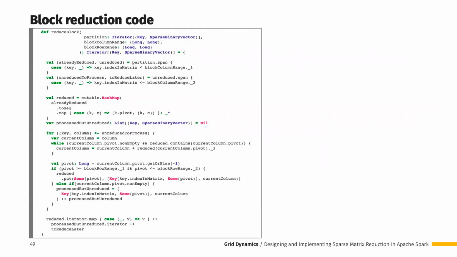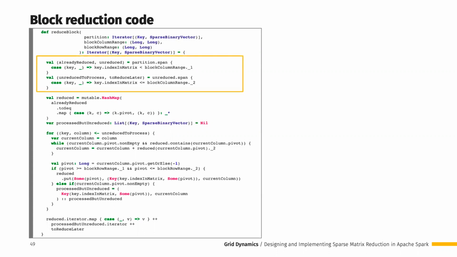Okay. So now translating the reduce block from pseudocode to Scala. So we have reduceBlock. It takes as input a partition, which, as I said, is just an iterator of key and sparse binary vector pairs. It also takes the block column range, which is a pair of longs, and the block row range, which is also a pair of longs. And of course, we must return some kind of iterator. And as we are not changing the structure, we will be returning an iterator of key and sparse binary vector pairs again.